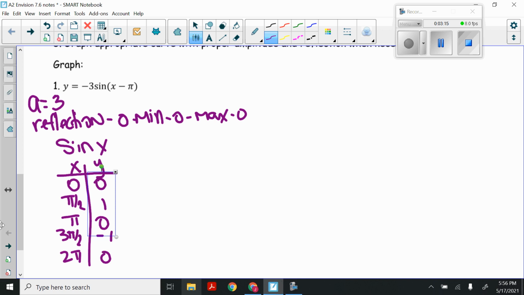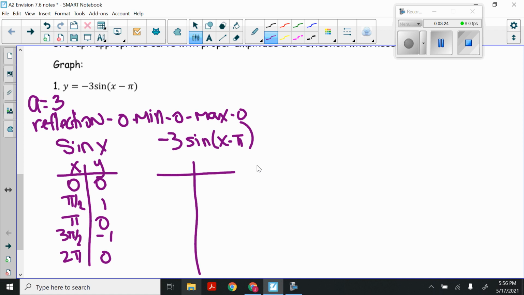So now we're going to do the negative 3 sine of x minus pi. I'm going to make a table for that. It says x minus pi, so it comes out opposite. So we're going to do x plus pi. And then we're going to do negative 3 times our y's. So our y's will be easy. 0 times negative 3 is 0. 1 times negative 3, negative 3. 0, positive 3, and 0.